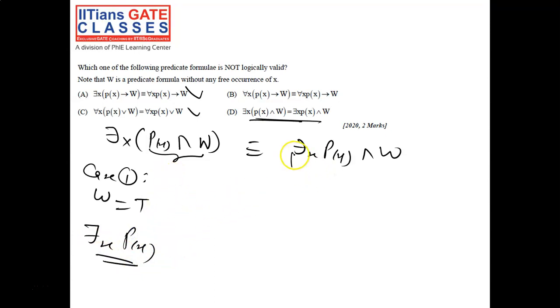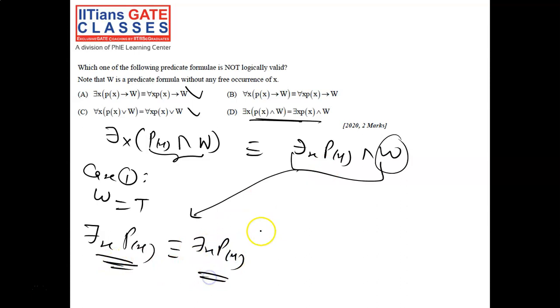This is LHS. What will the RHS become? If w is true, then this complete thing will become there exists x p(x). You can see LHS is equivalent to RHS. There exists x p(x), there exists x p(x). So in case 1 there is no problem. Let's see case 2.